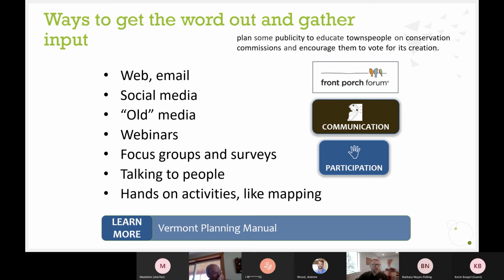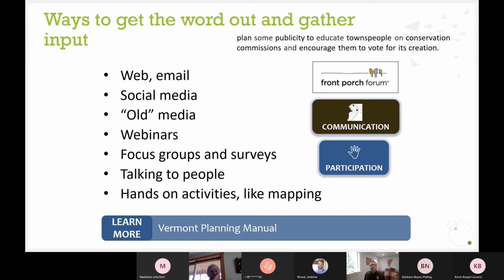So you could certainly use web and email. A lot of towns have Front Porch Forum. A lot of towns have their own listservs. You can use old media like a town newspaper or a local newspaper. You could hold webinars, you can hold focus groups, just talking to people, talking it up that we're going to get this commission. And then hands-on activities, whatever you can do to get the word out, to get people to understand what a commission does and to encourage them to vote for its creation.